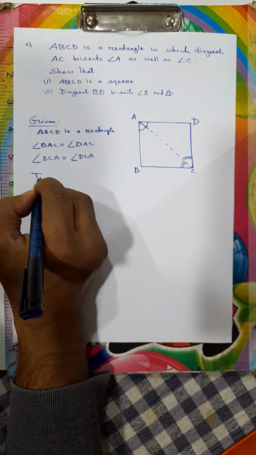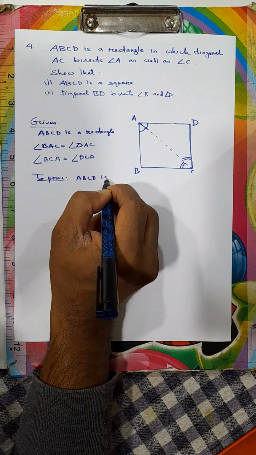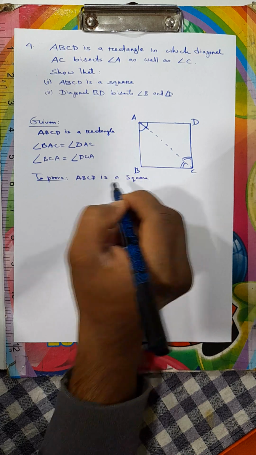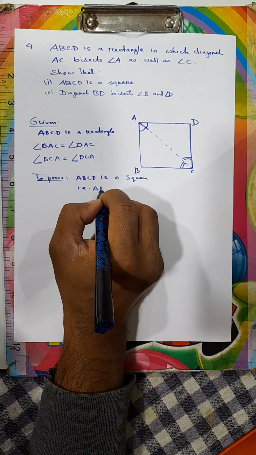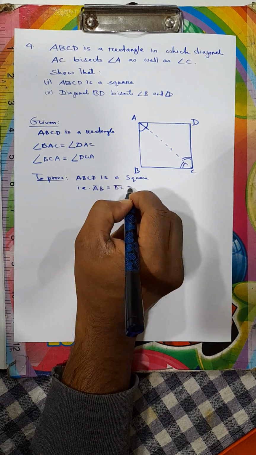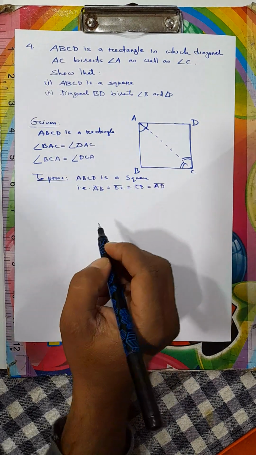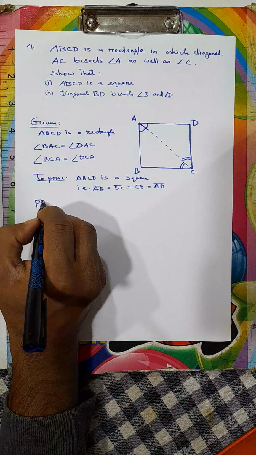To prove ABCD is a square, that is AB equal to BC equal to CD equal to AD. Right? So we have to prove this. Let us prove this now.